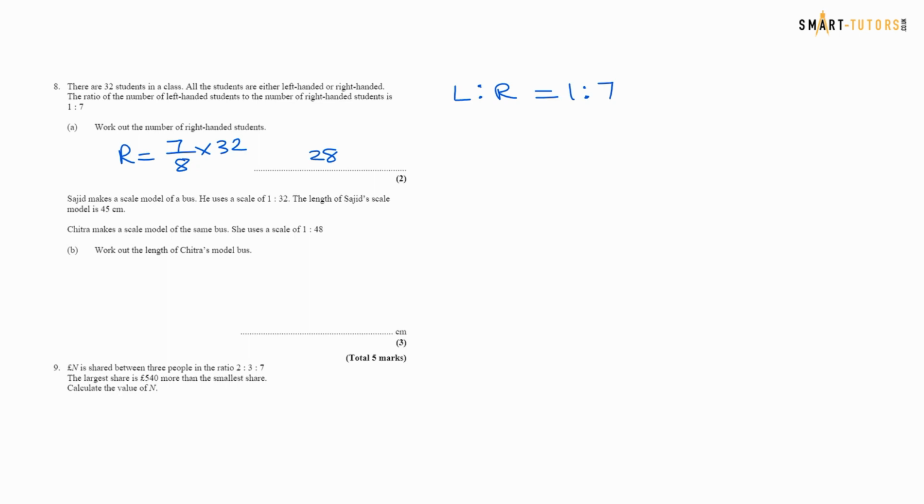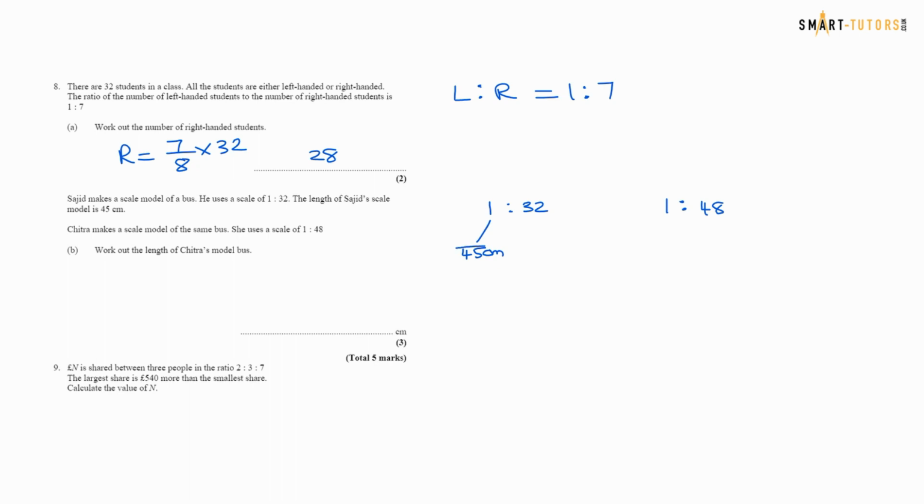Sajid makes a scale model of a bus. He uses a scale factor 1:32. So 1 is the model of the bus, 32 is the actual length. The length of the Sajid scale model is 45 centimeter. So the one portion is the 45 centimeter is the model. Chitra makes a scale model of the same bus. She uses a scale factor 1:48. So her model scale factor is different, 1:48. Work out the length of Chitra's model of the bus.